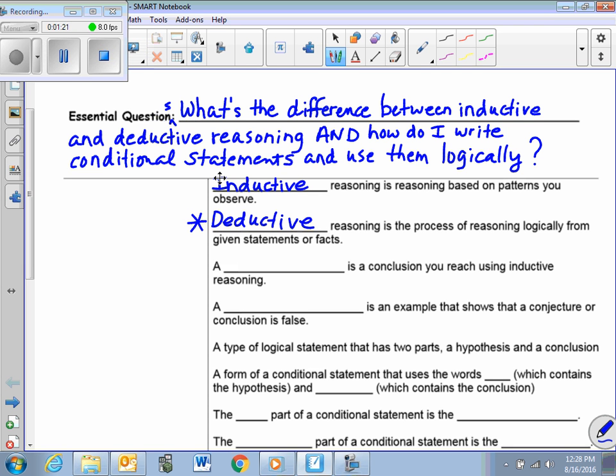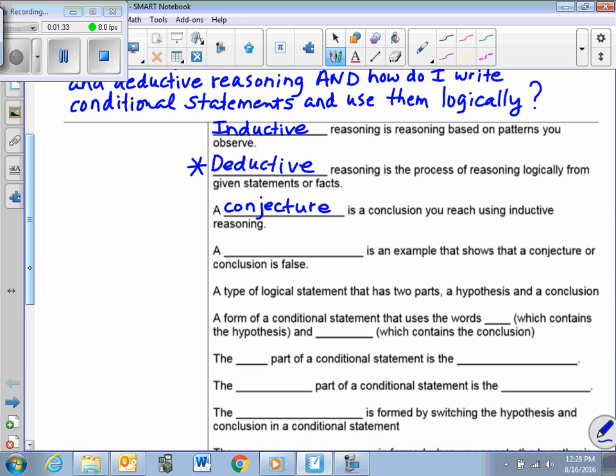What is the conclusion you reach using inductive reasoning? We just call that a conjecture. Sometimes you might hear us talk about a conjecture related to deductive reasoning, and that's okay, but typically we call those conclusions when we're talking about deductive reasoning. And if I'm looking for an example that proves a conjecture or a conclusion to be false, that's known as a counterexample. We'll do lots of examples here in a minute to clear all this up for you, so don't worry if you're being overwhelmed at this point with new terms.